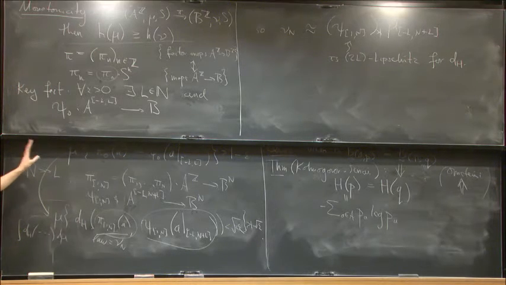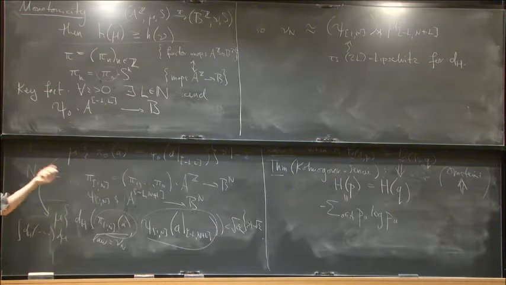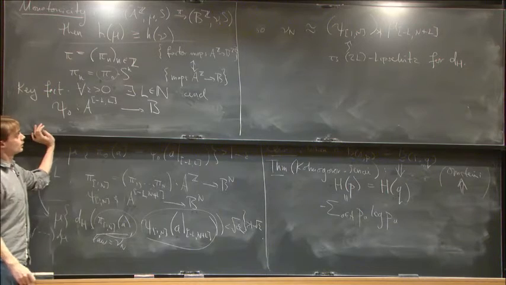So I have a finite coordinate approximation for this one map pi naught, and then I turn it into a Hamming metric approximation for a big block. That's all.